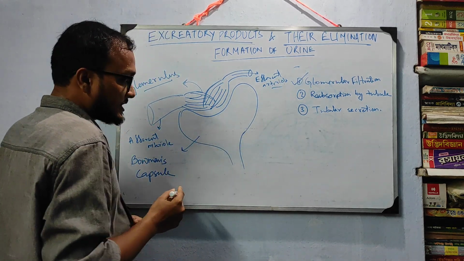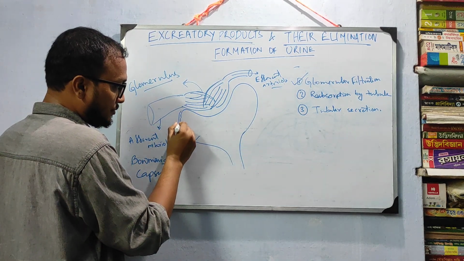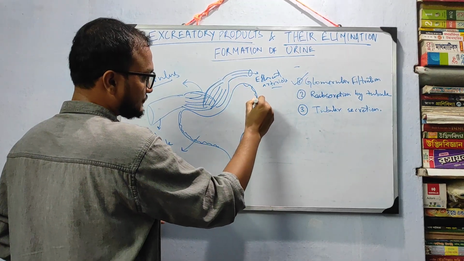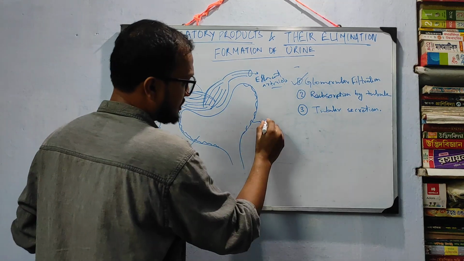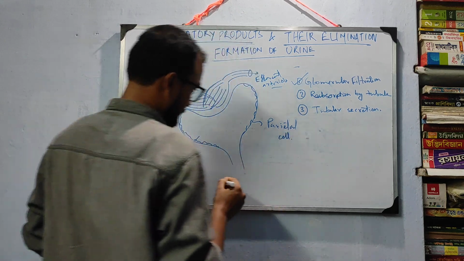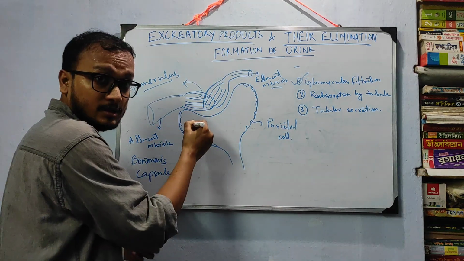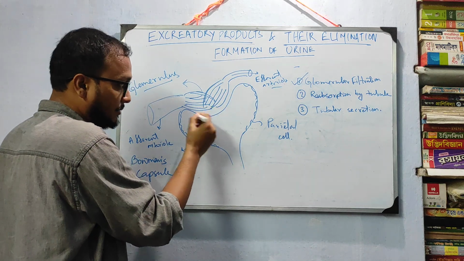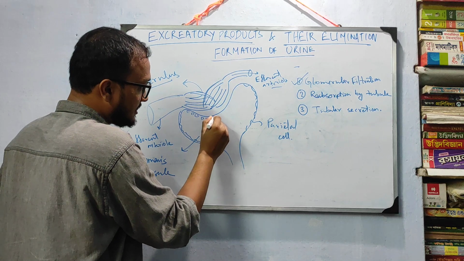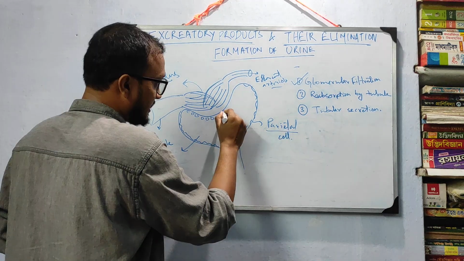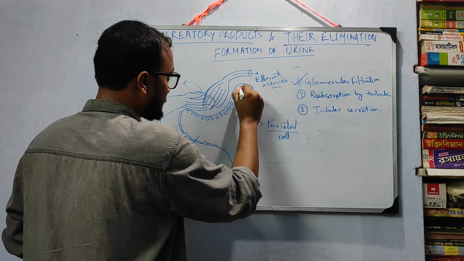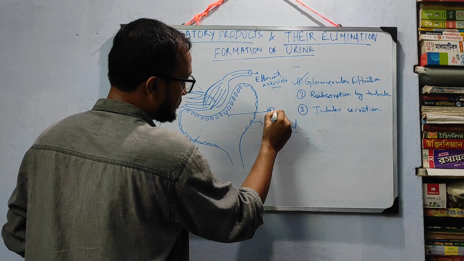Okay, now if we see the structure of Bowman's capsule, the outer portion is made up of parietal cells. Now the inner portion, at the junction point between the glomerulus and the Bowman's capsule, there is a special kind of cells. This is the visceral layer. This is the parietal layer or parietal cells, and this portion is the visceral layer. Now in the visceral portion, there is a special kind of cell known as podocyte.